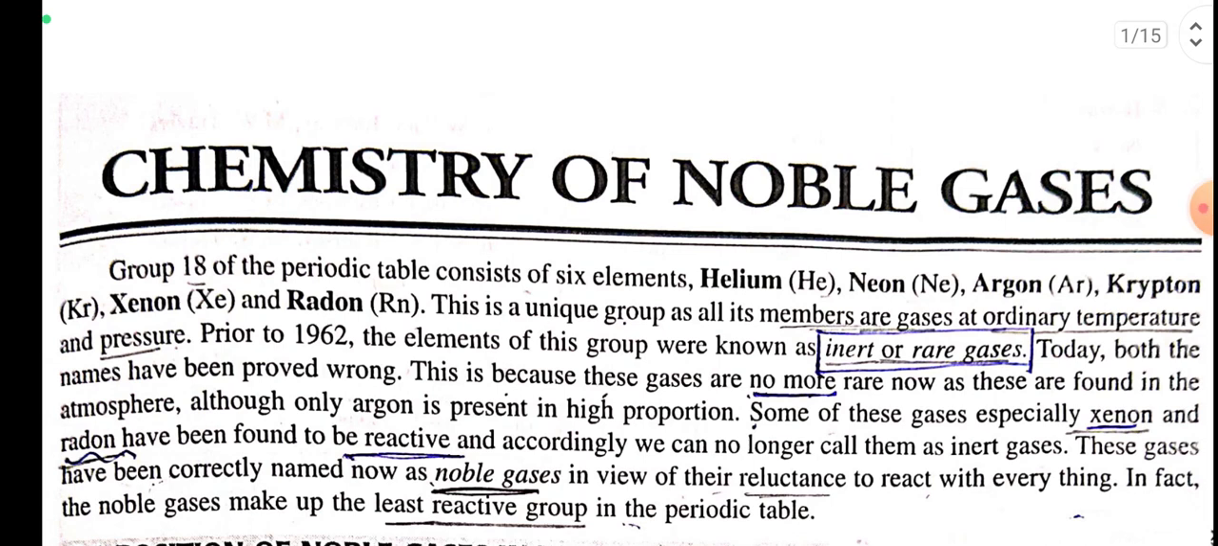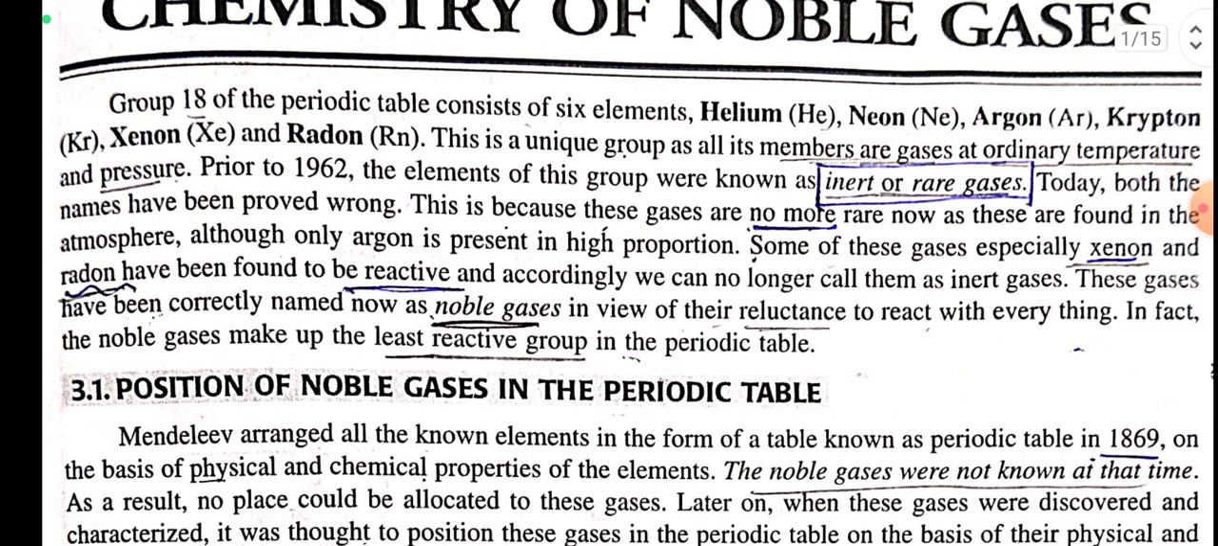Today, I am going to read a chapter of inorganic chemistry named Chemistry of Noble Gases for the visually impaired students. So let's start. Group 18 of the periodic table consists of 6 elements: helium, neon, argon, krypton, xenon, and radon. This is a unique group as all its members are gases at ordinary temperature and pressure.